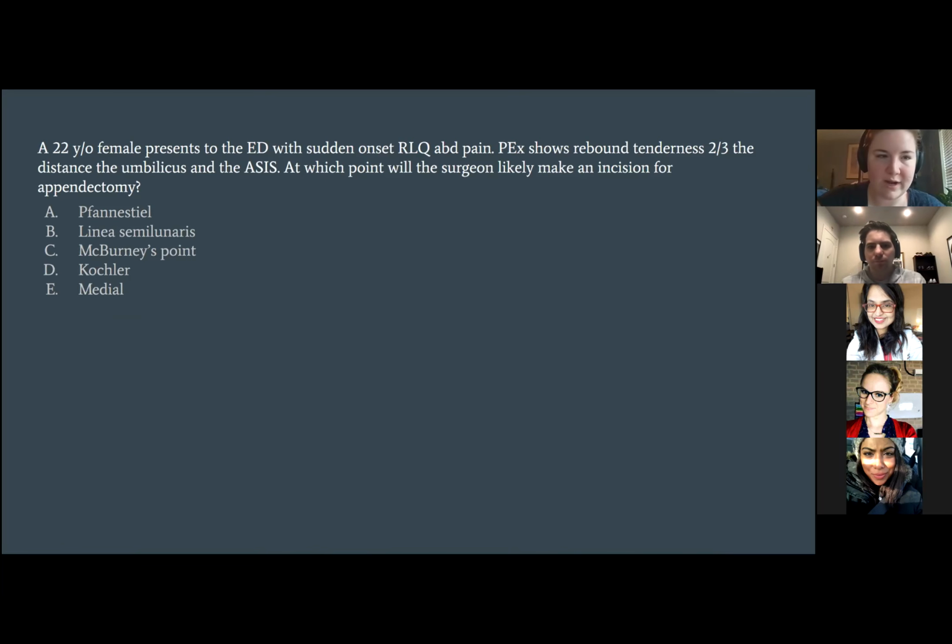That is right lower quadrant, and then PE axis, physical exam. Yeah, you all are getting this. This is McBurney's point. Anytime you're talking about an appendicitis, you're talking about McBurney's point.